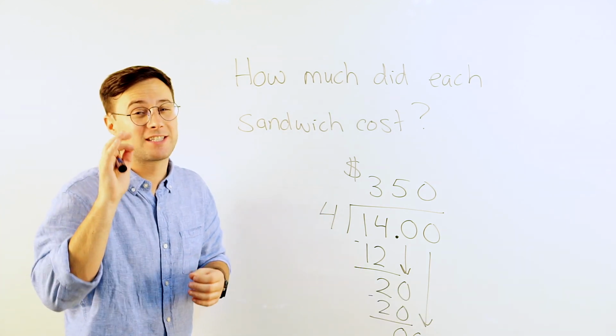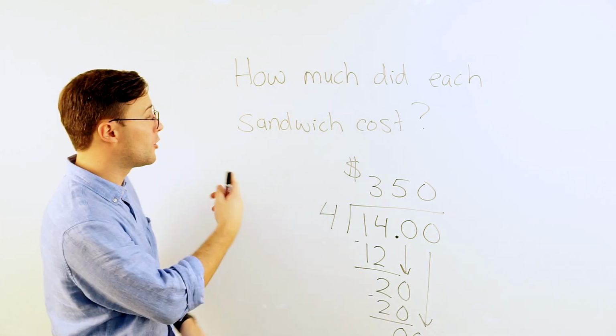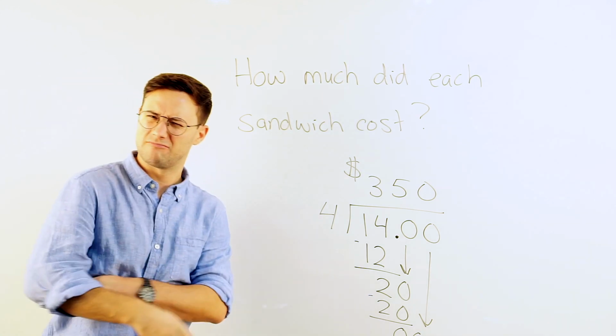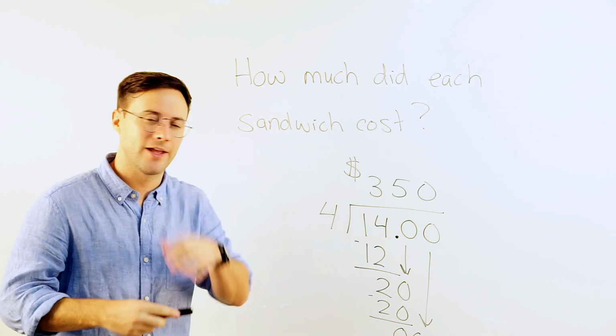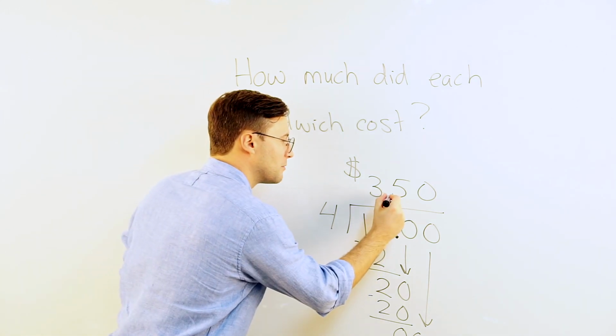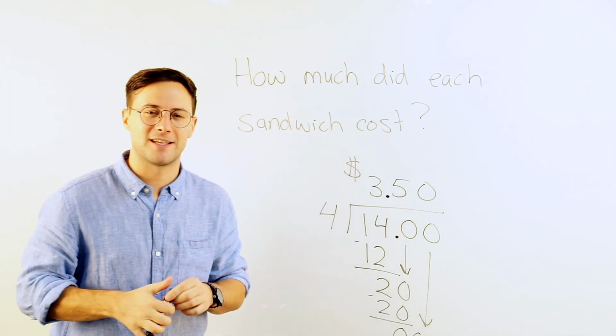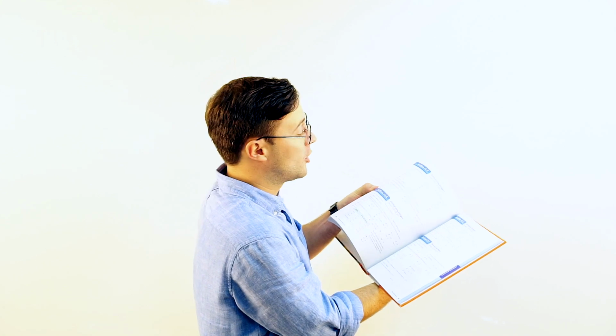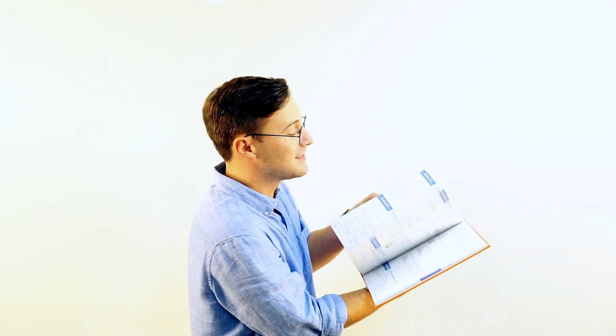reasonable. This works especially well for word problems. So, how much did each sandwich cost? $350? Doesn't seem right. Oh yeah, forgot my decimal point. $3.50 each. Another way you can check your answers on your own is to use the textbook. In the back of the book, if you didn't know, they have the answers for most of the odd problems. So check your textbook, and most of the time you'll see the selected answers are back there.